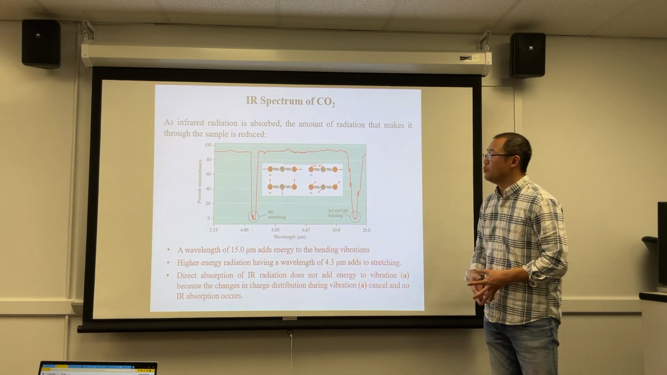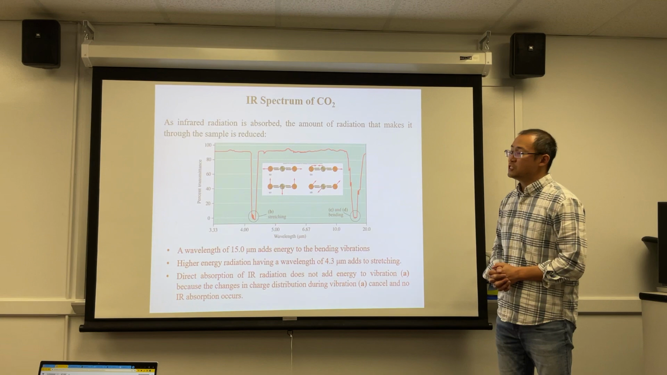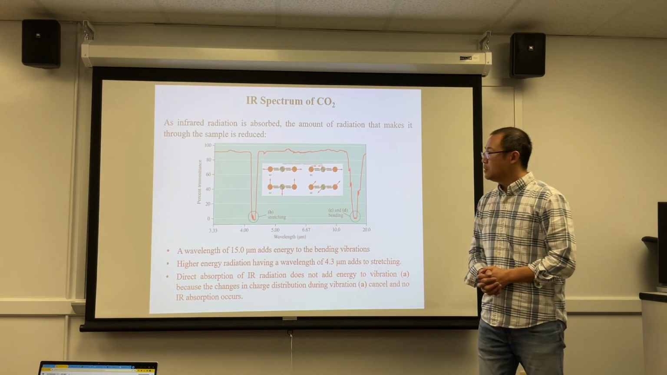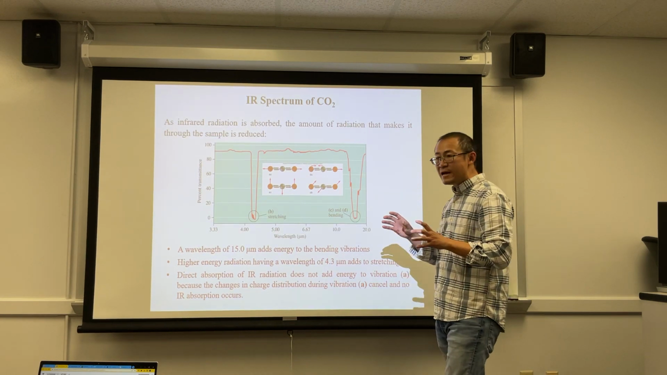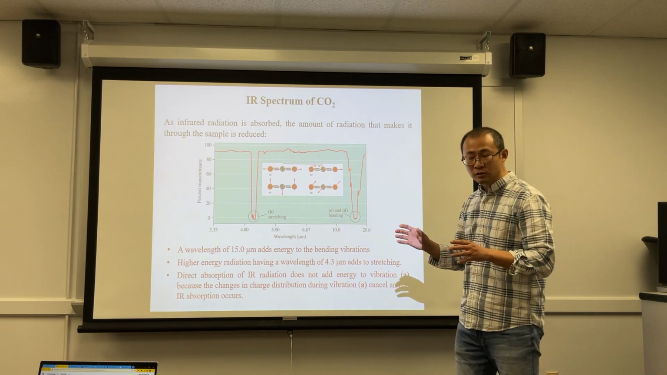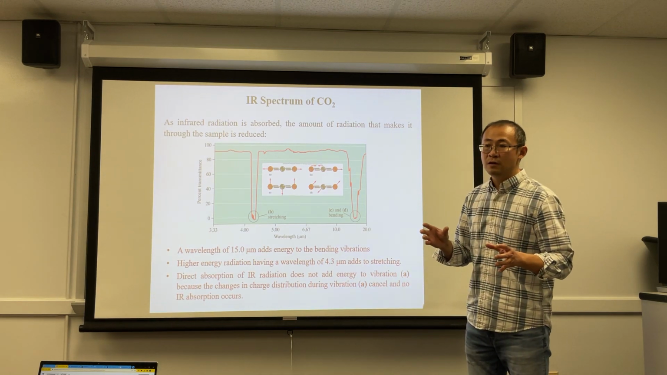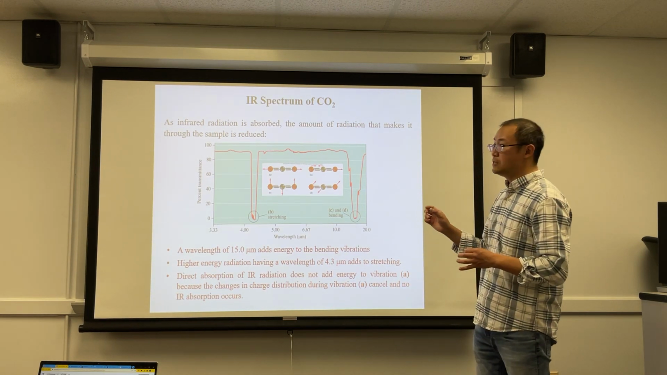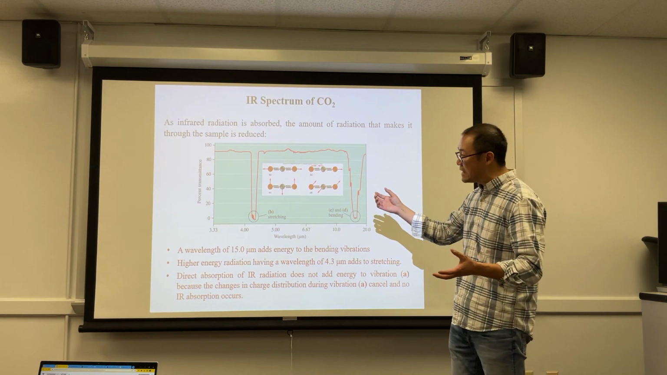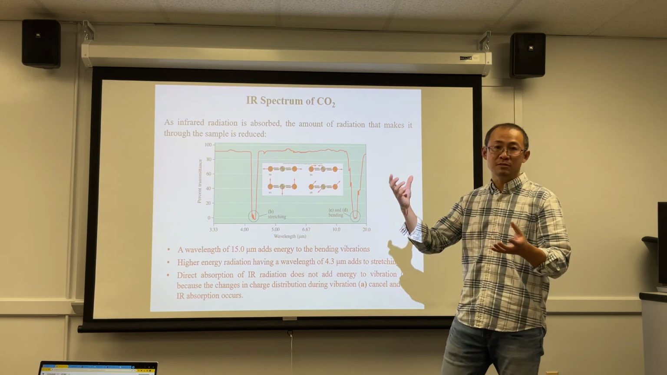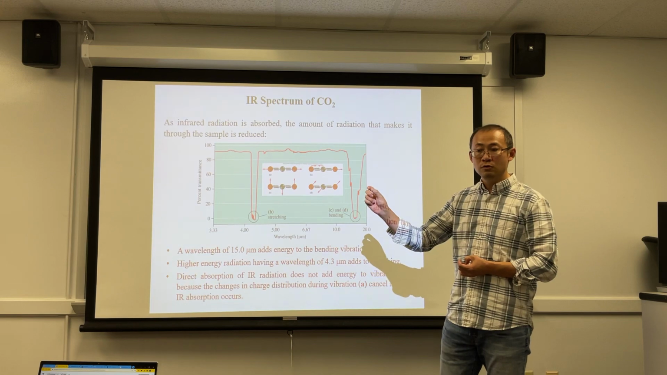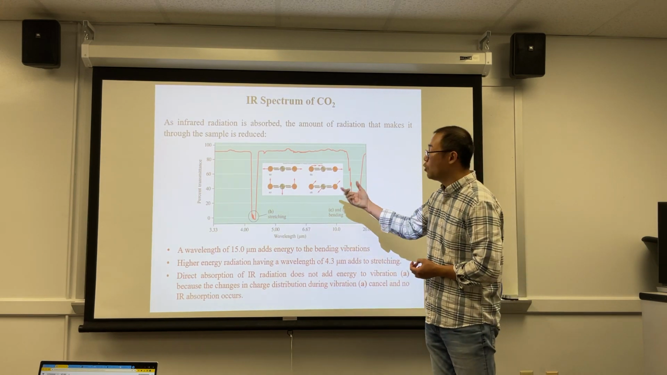And here is what we ended up with, the IR spectrum. Basically, IR radiation does not have enough energy to break a bond or knock electrons off. It can only cause the bonds of a molecule to vibrate. And what we mean by vibrate is, if we assume a bond is a spring, the IR radiation will cause the bond to stretch or bend.